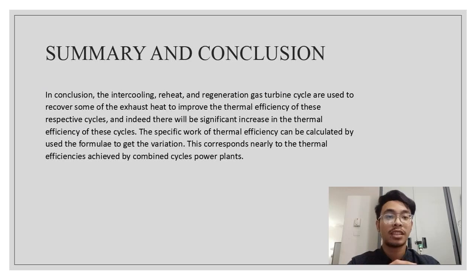In conclusion, the intercooling, reheat, and regeneration gas turbine cycles are used to recover some of the exhaust heat to improve the thermal efficiency of these respective cycles. And indeed, there will be a significant increase in the thermal efficiency of these cycles. The specific work and thermal efficiency can be calculated by using the formula to get the variation. This corresponds nearly to the thermal efficiency achieved by combined cycle power plants.